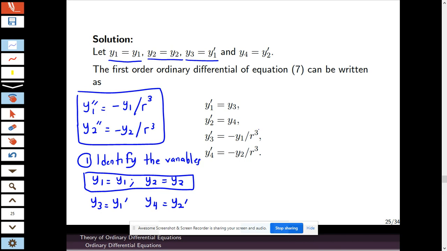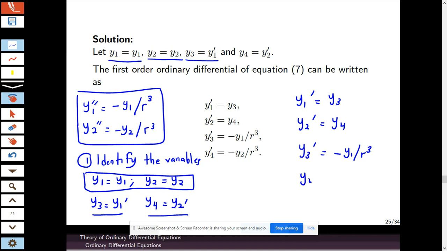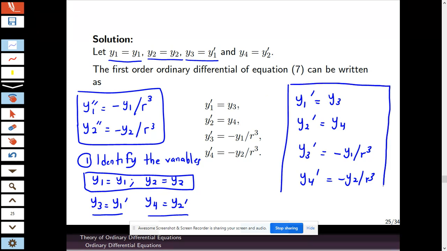Now I'm going to arrange this into first order form. y1 prime is y3. I hope you're watching and writing. And then y2 prime equals y4. What is y3 prime? Look at here, my y3. If I take a prime, it will be y1 double prime, which is given as negative y1 over r cube. Are you with me? Yes, doctor. And now y4: if I take y4 prime, it will be y2 double prime. Are you with me, class? This is how you transform a second order into a first order differential equation.